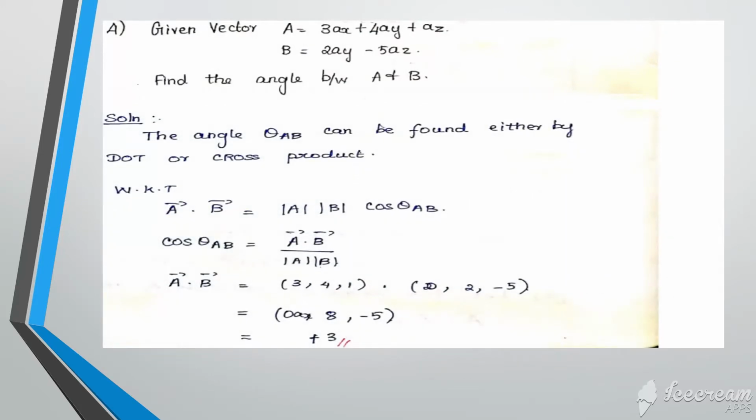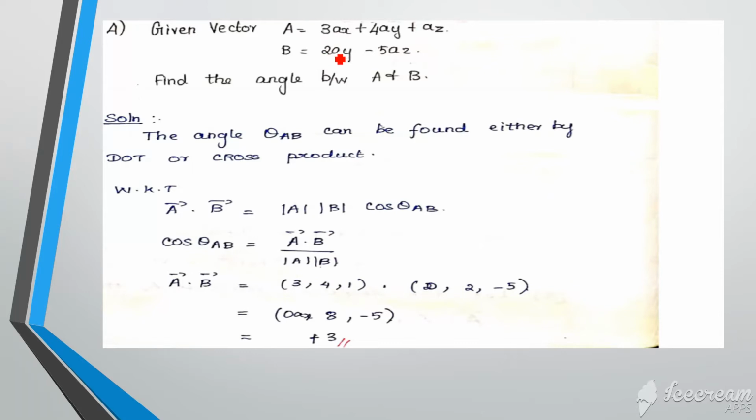Then vector A is equal to 3ax plus 4ay plus az, vector B is equal to 2ay minus 5az, and find the angle between A and B. So already we know the relation by using dot product: A dot B equals mod A mod B into cos theta AB. Rearranging this expression, cos theta AB is equal to A dot B divided by mod A mod B. So first we need to find A dot B. A dot B means simply multiply with respect to its coordinates.